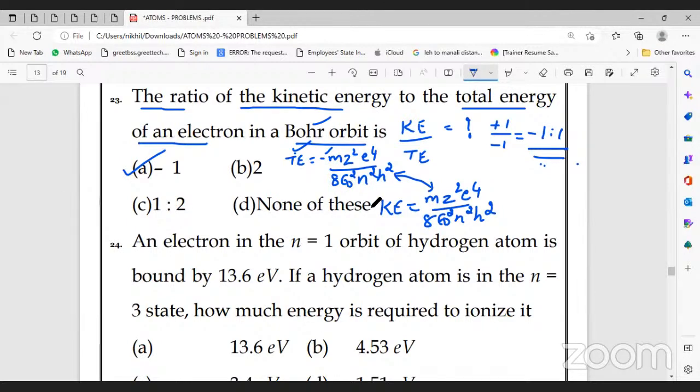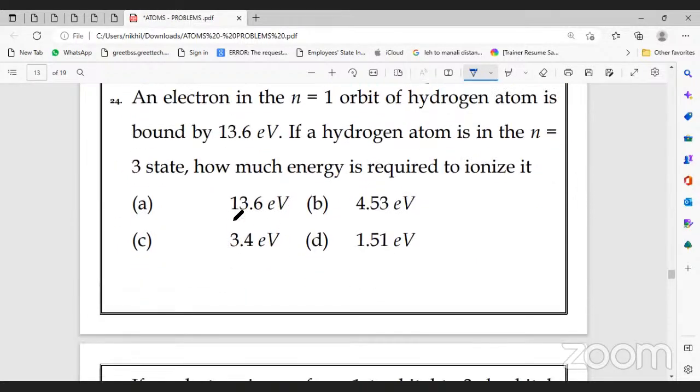And without writing these formulas, you can also tell directly that the ratio of kinetic to total always has a negative sign. It should go with a minus sign. And look at the options. Among the 4 options, only one option has a minus, right? So that must be the answer. I hope you got the problem, students. Come to the next one.